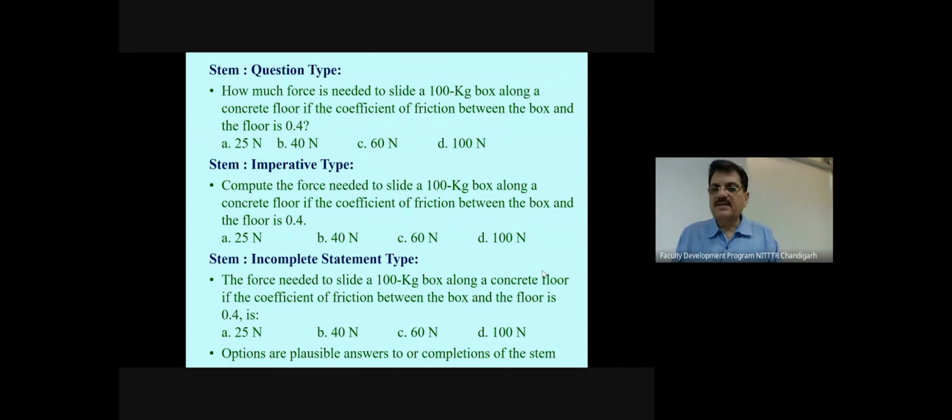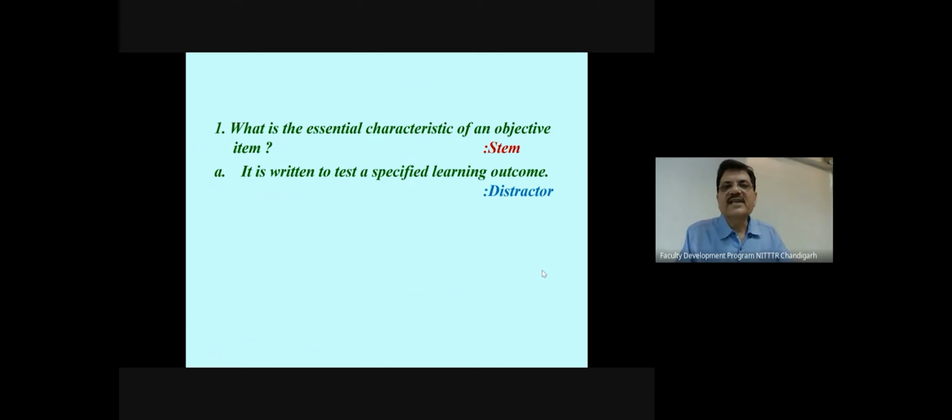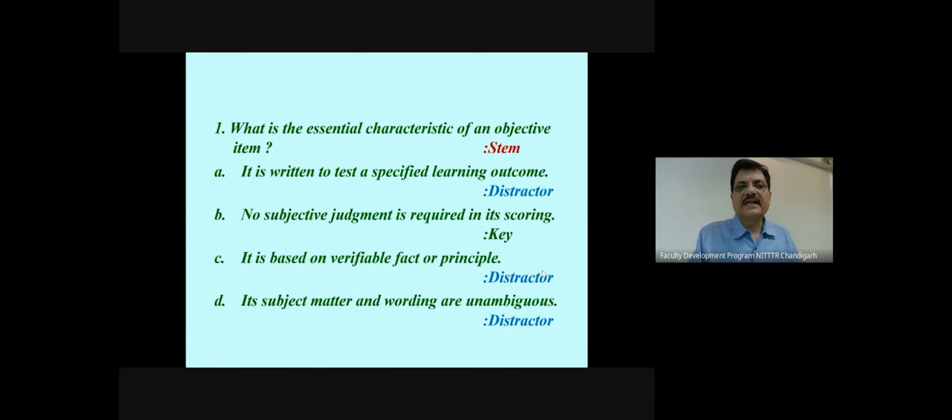ऑप्शंस आर प्लॉजिबल आंसर्स. प्लॉजिबल का मतलब क्या होता है? That every answer has an equal probability of being selected by the student if he or she commits some error. Odd man out नहीं है, यानी अगर उसको फॉर्मूला रॉन्ग पता है, अगर उसने सॉल्व किया वो आंसर भी दिख रहा है. What is the essential characteristics of the objective item? This is an example. STEM है, and there are 3 distractor, that is wrong answer, and 1 is the correct answer, that is called as key.